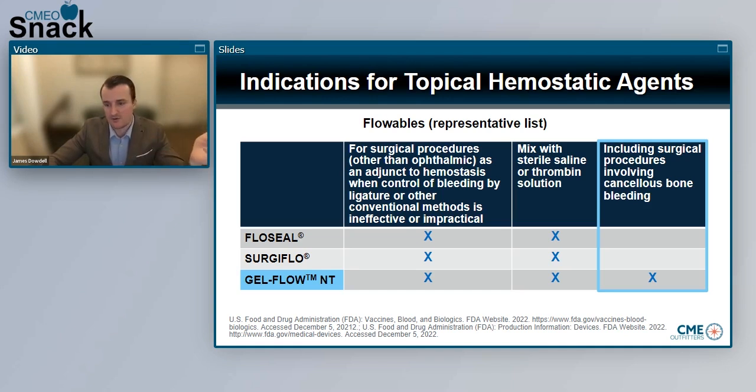Well, FlowSeal and SurgiFlow are not approved for cancellous bone bleeding, but GelFlow NT is. So I don't typically use this, but this is something that's important to me. And I use a combination of other products to get my cancellous bone bleeding. I use a flowable with my gel foam soaked thrombin, but with GelFlow NT, we could potentially avoid that additional step. And that comes back to opportunity cost, right? These products cost money. If I can use one product instead of two, that's potentially beneficial.